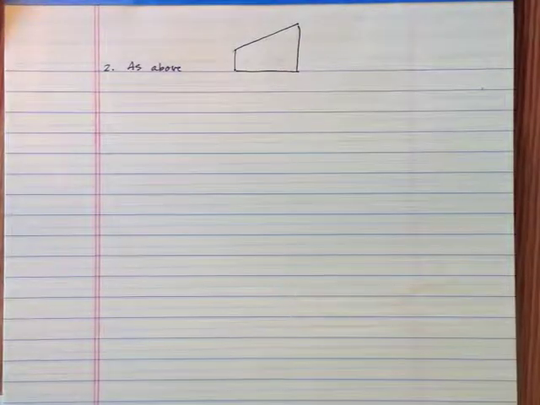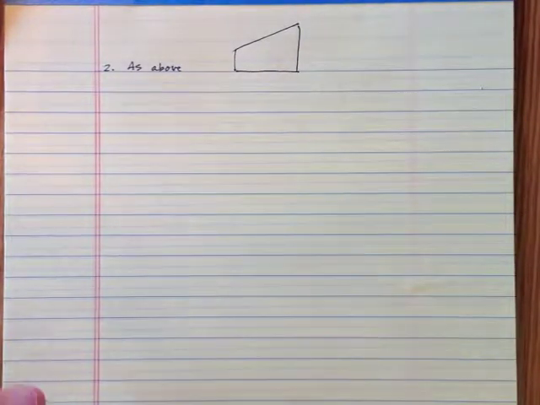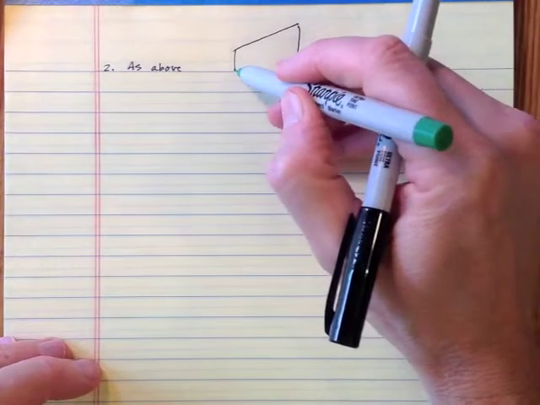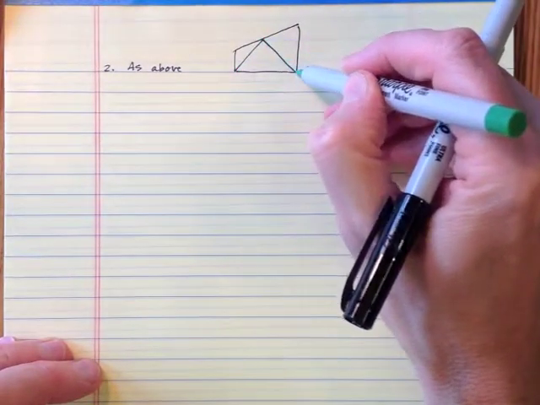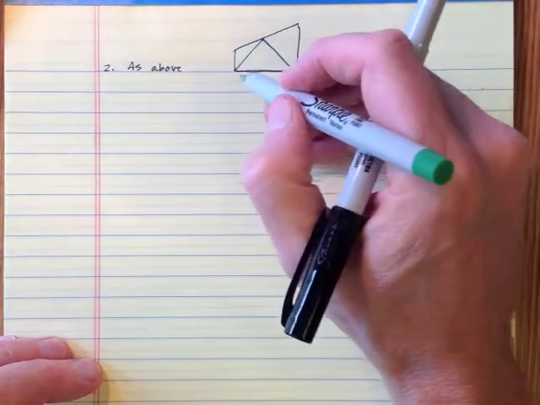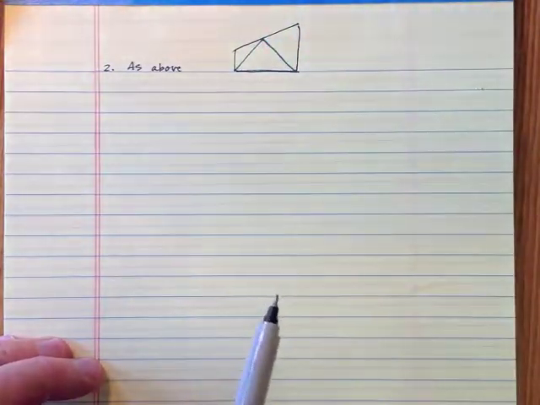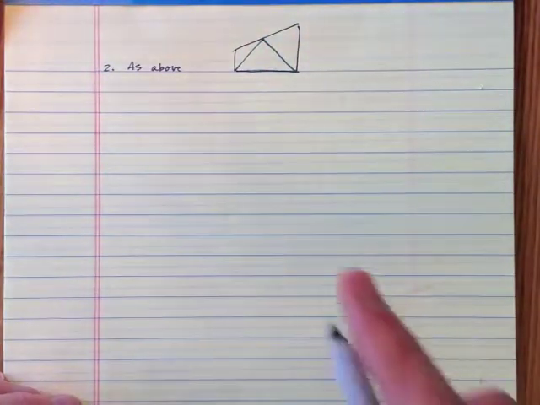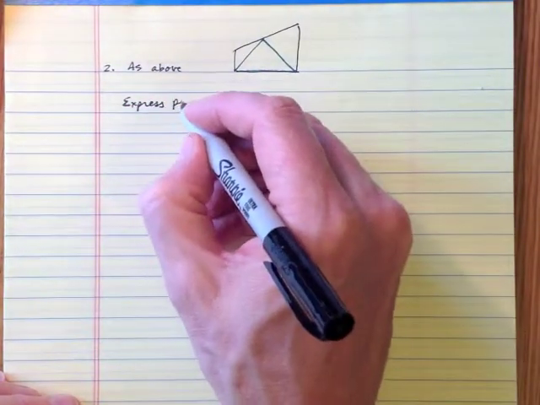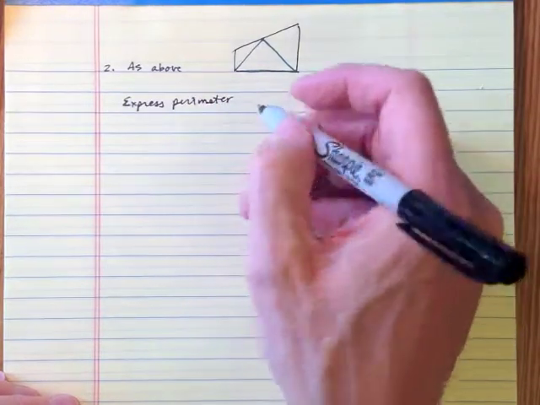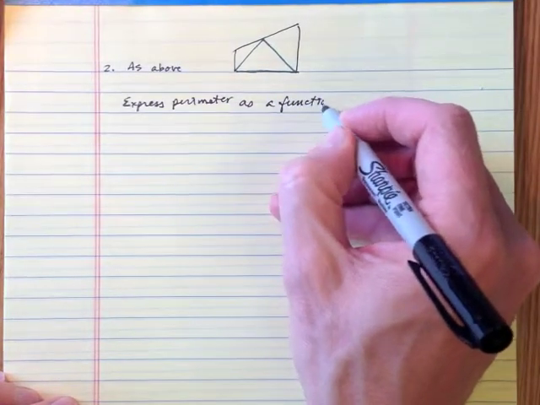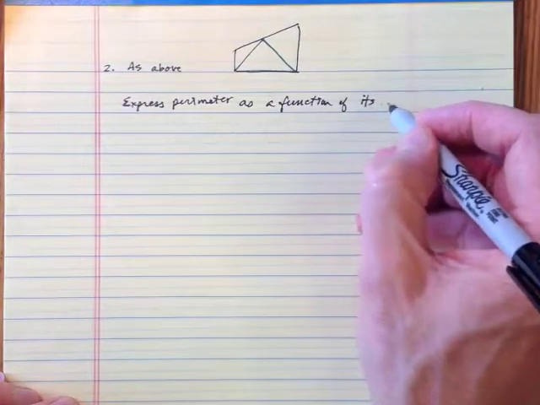Let's try another example. I'm going to use the same setup as before, that same trapezoid. This time, when I put the triangle in, same green triangle, its base covers the base of the trapezoid, and it goes up and touches this slanted line that's the top of the trapezoid. Let's say I want to express the perimeter of the triangle as a function of its height.